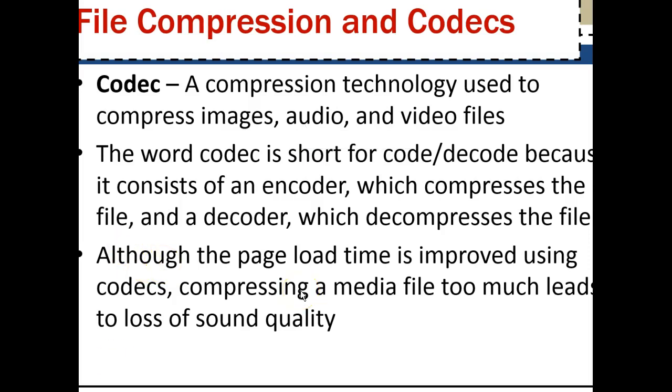For file compression, we can talk about the codec, which is a compression technology that can be used to compress images, audio, and video files. Codec is short for code-decode, because it consists of an encoder, which compresses the file, and a decoder, which decompresses the file. So an audio editor can use a codec to reduce the size of an audio file while maintaining the quality to play the audio file on our computer.